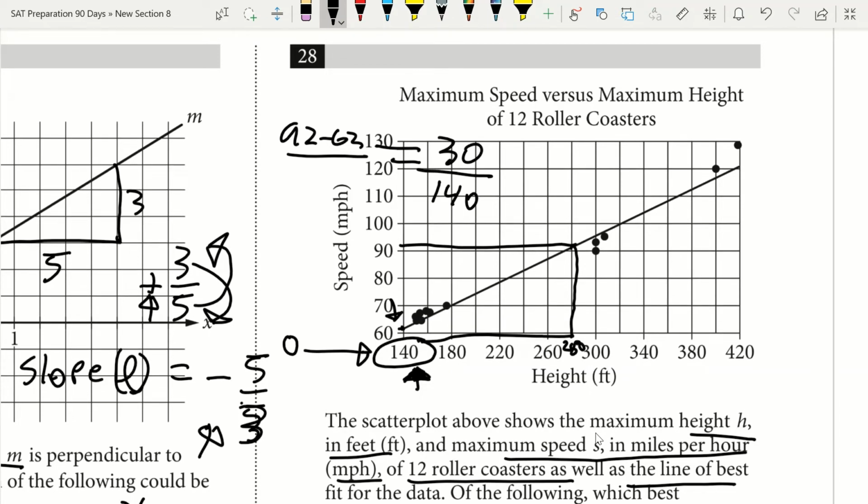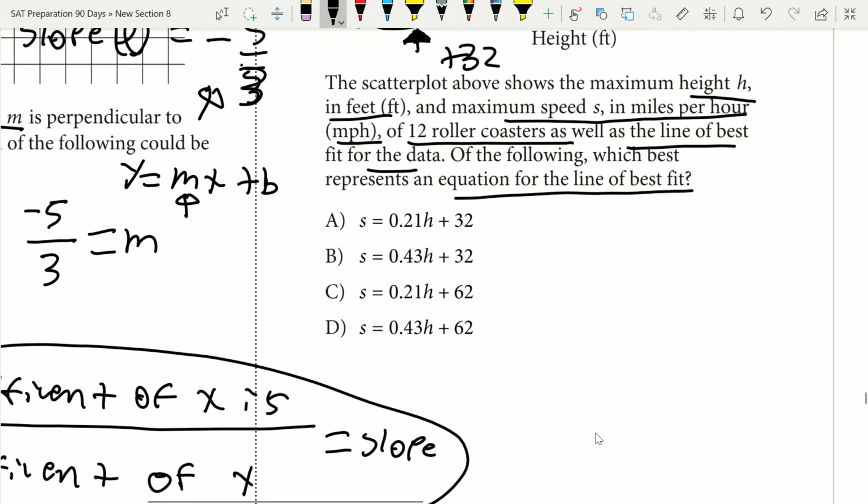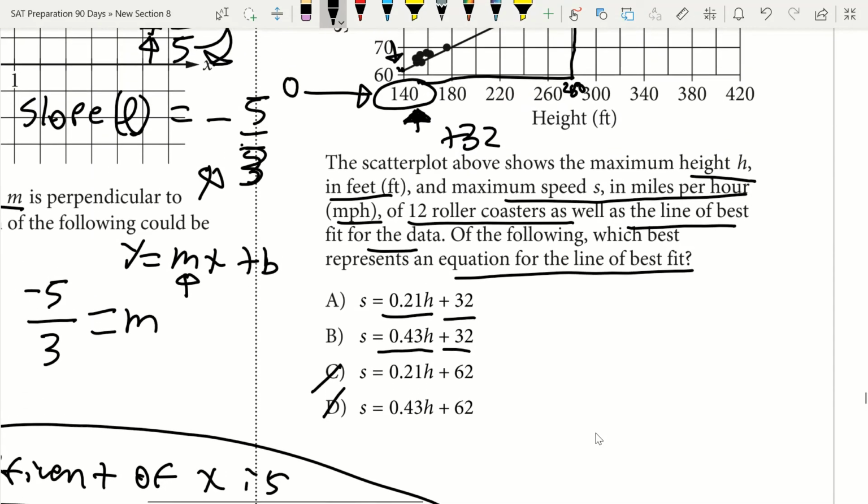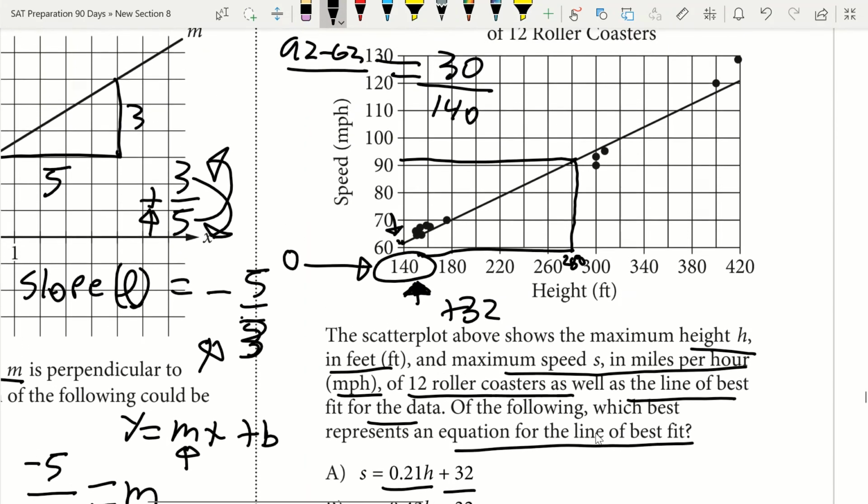So now if I want to find my intercept at 0, I have to subtract another 30 for every 140. So I go 140 to my left, I subtract 30 from 62, and that leaves me with 32. So my intercept is going to be positive 32, so I can get rid of C and D. I check to see if my slope can give me my answer. I see that I'm going to have to actually find it, because I can't just tell by the sign and the direction of my line.